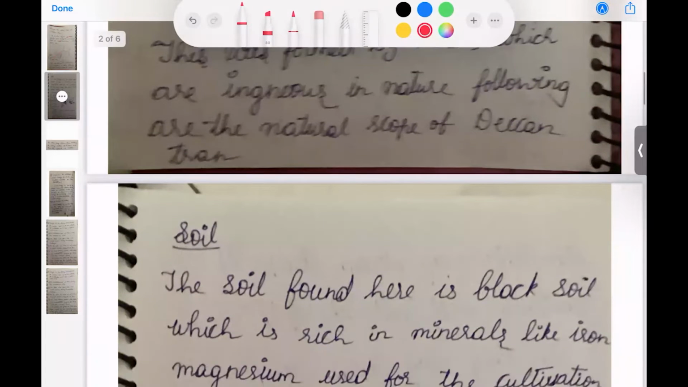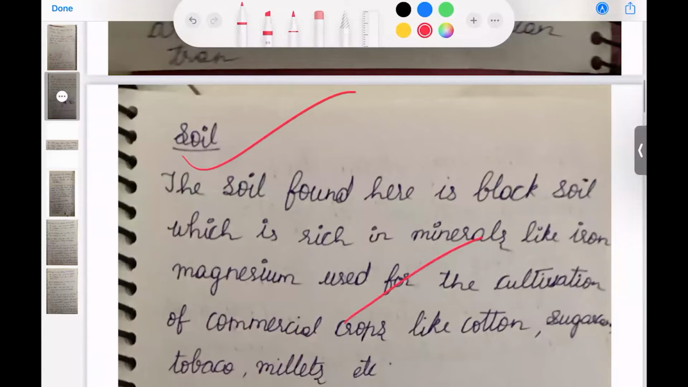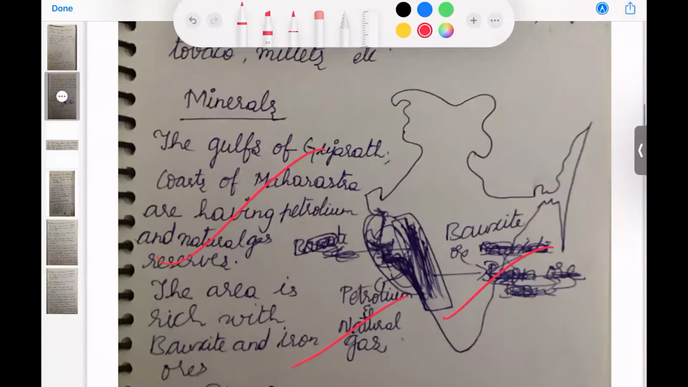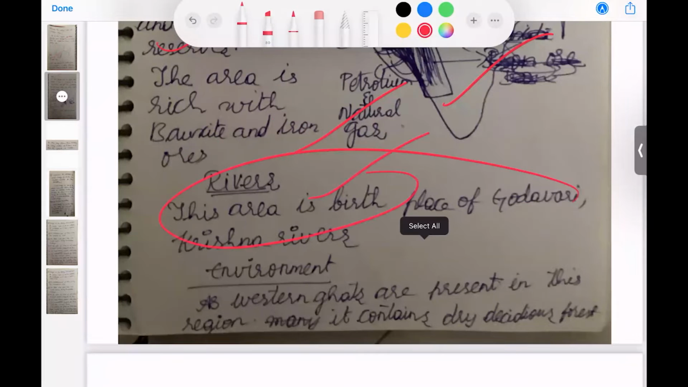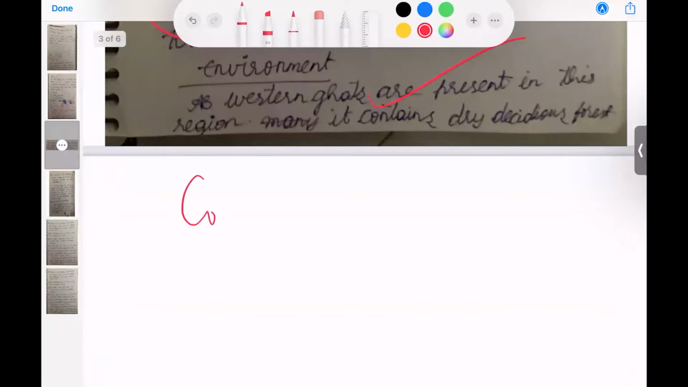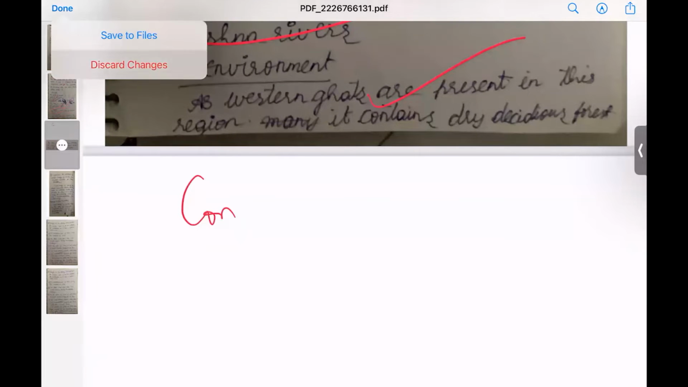Good start. Soil, minerals, rivers, okay. Environment, okay, good. So conclusion, where is the conclusion?